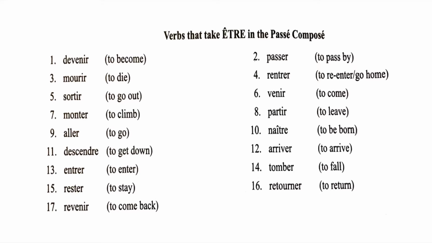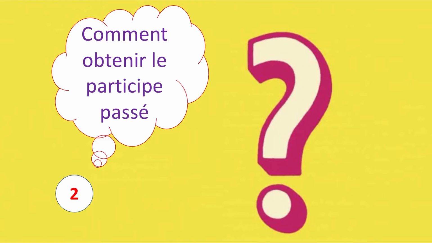It should be pointed out that any pronominal or reflexive verbs are always conjugated with the auxiliary être also, as will be explained in another video. So now you know how to choose between the verb être or the verb avoir. Let's move to the second question.